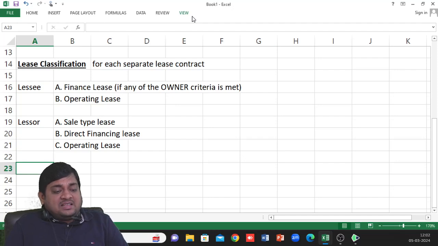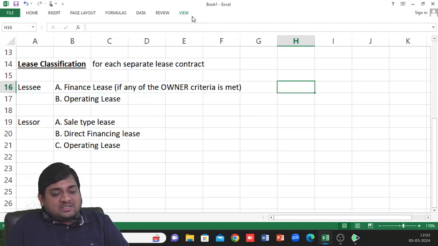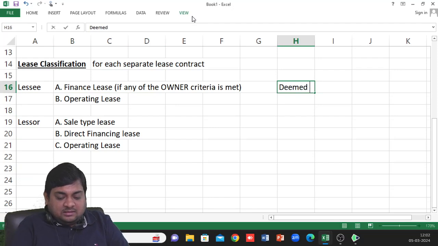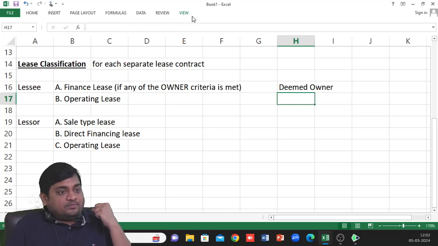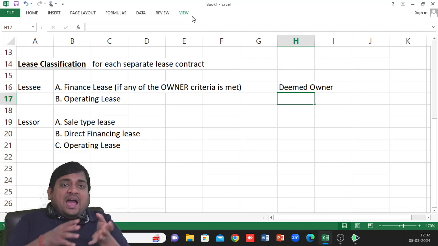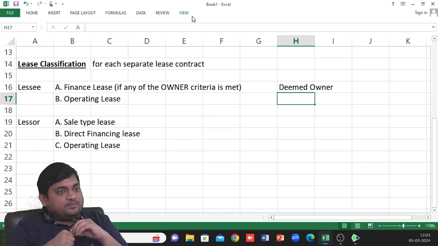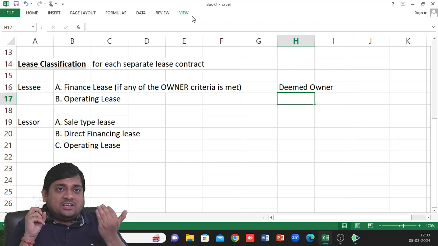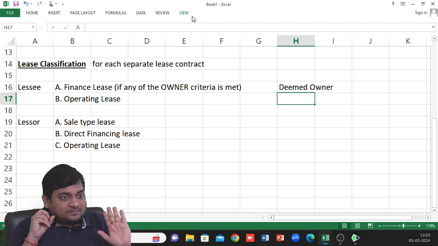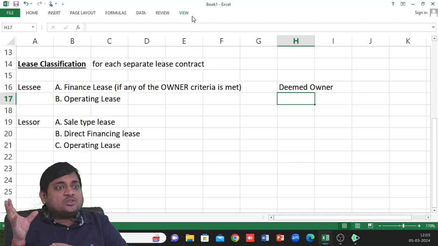Finance lease and operating lease. In finance lease, I am basically the deemed owner. I have taken it on a rental basis, but still I will be regarded as the deemed owner. Simple. Substance over form. On paper, the lessor is the owner. But if you look at the substance, who is deriving the majority usage of the asset? If the asset's useful life is, say, 20 years, and I have taken it on a lease term of say 5 years, this does not cover the major portion of the useful life of the asset.